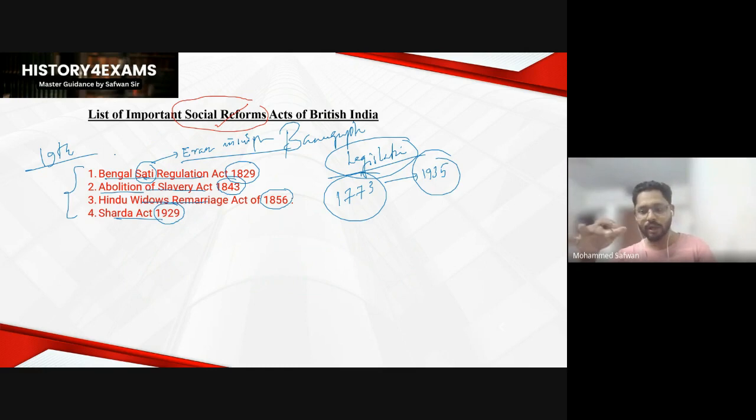So there happened some kind of conflict regarding this practice. Thus, finally, the Bengal Sati Regulating Act was passed in 1829. We'll be discussing that. After that, we'll be discussing slavery.